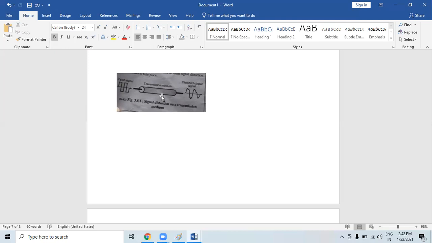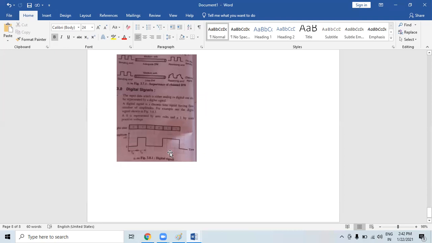To avoid the signal distortions, the medium should pass all the frequencies present at the input without any changes. But no medium is perfect, and so some signal distortion is bound to take place. Then channel bandwidth.